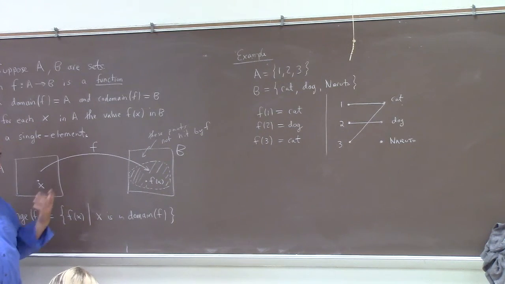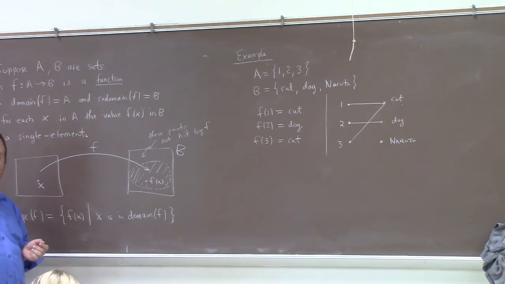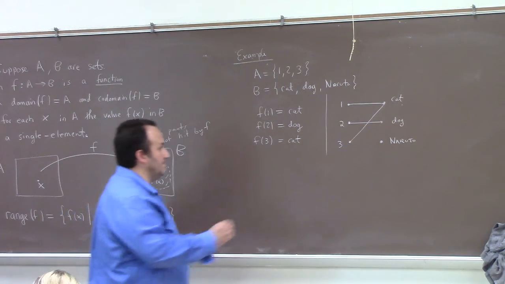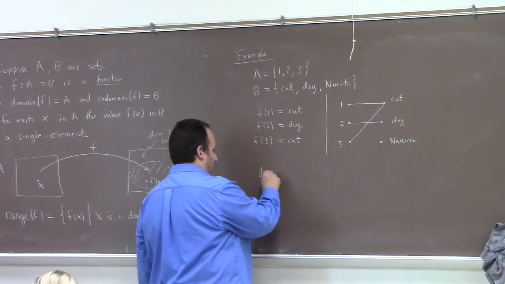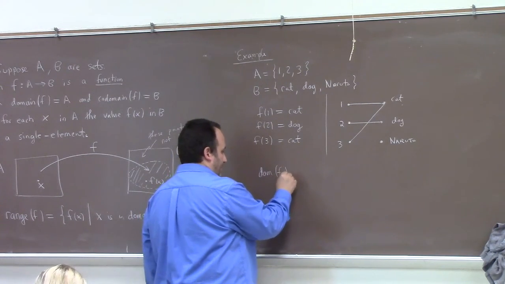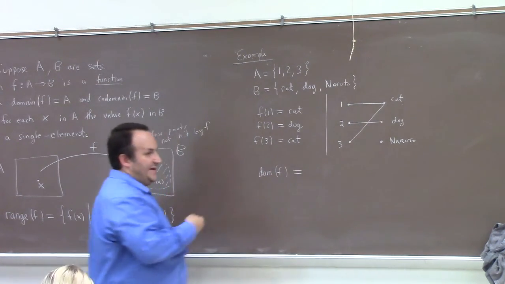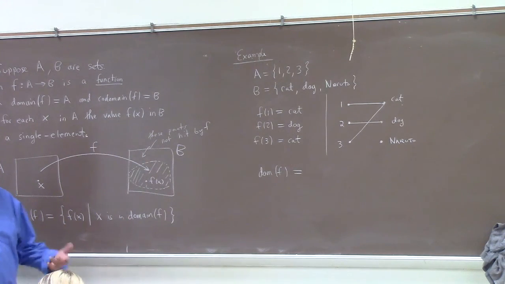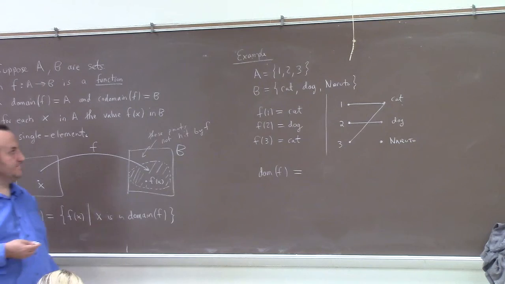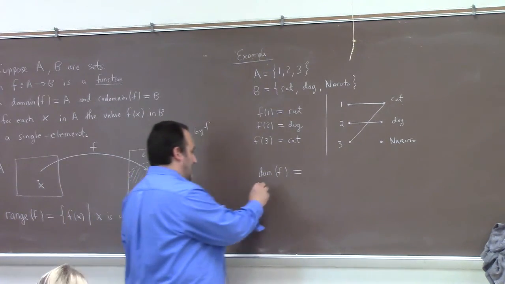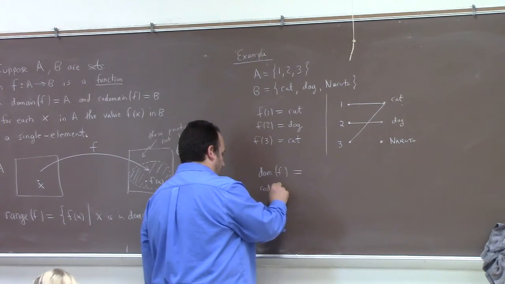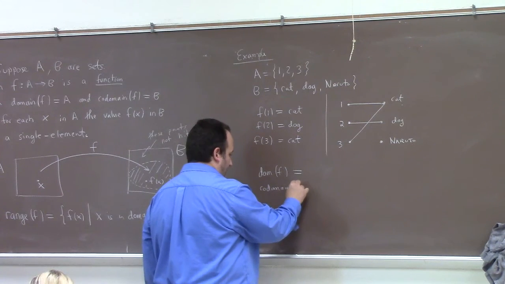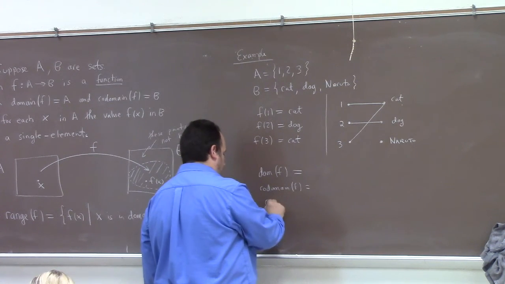Now, for this silly example, can you tell me what's the domain, what's the codomain, what's the range? By the way, sometimes we abbreviate domain to dom because we get sick of writing domain. What's the domain? What's the codomain? What's the range?